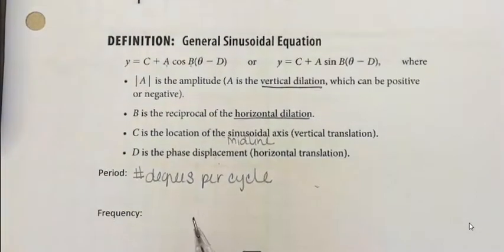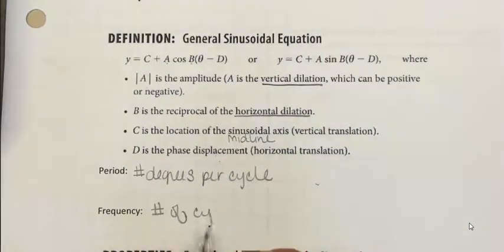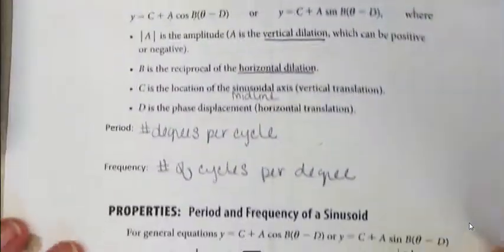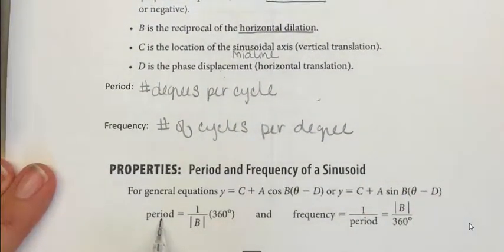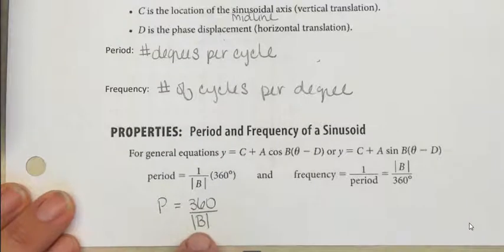And frequency, on the other hand, is the number of cycles per degree. Okay, so let's look at some properties down here. Period, you can really think of this as being 360 divided by this horizontal dilation piece. So we can say that period really is the same as 360 divided by B. And we're going to keep the absolute value of B.